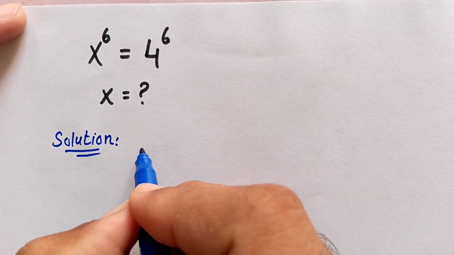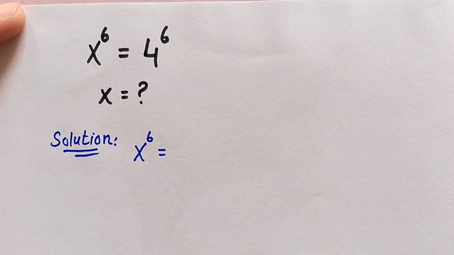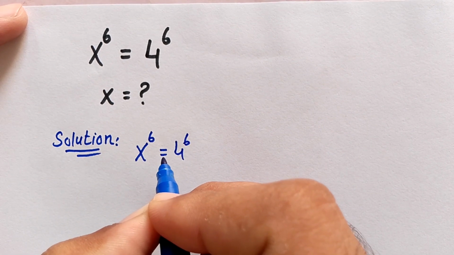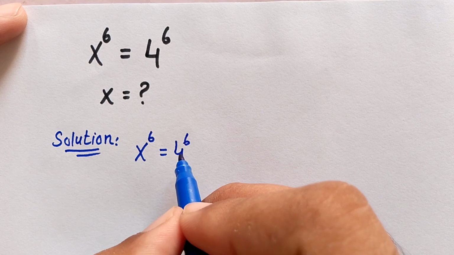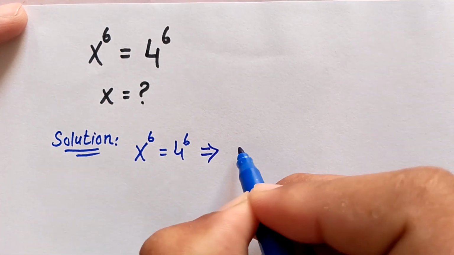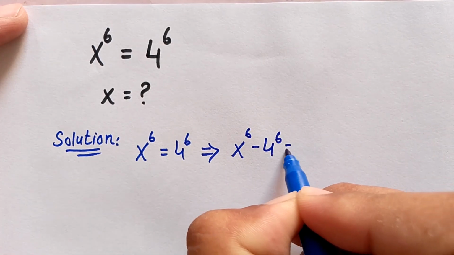The question is x to the power of 6 is equal to 4 to the power of 6. Now we have to move this 4 to the power of 6 to the left side. So this will become x to the power of 6 minus 4 to the power of 6 is equal to 0.